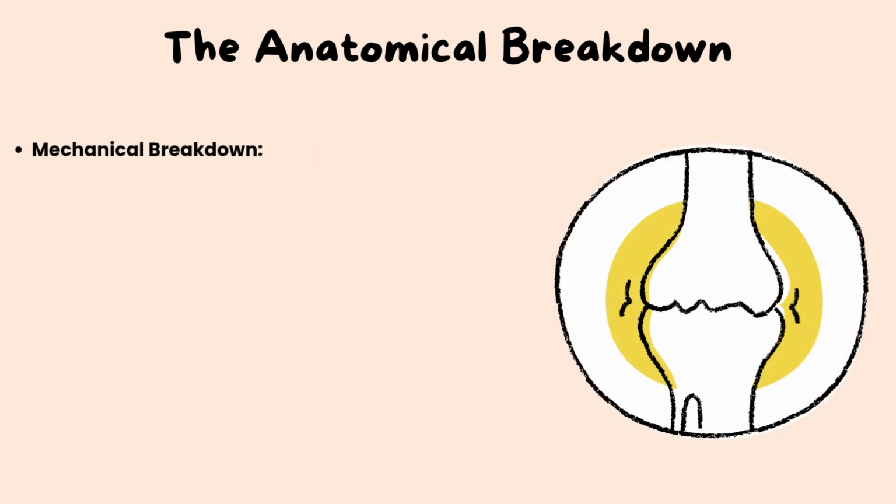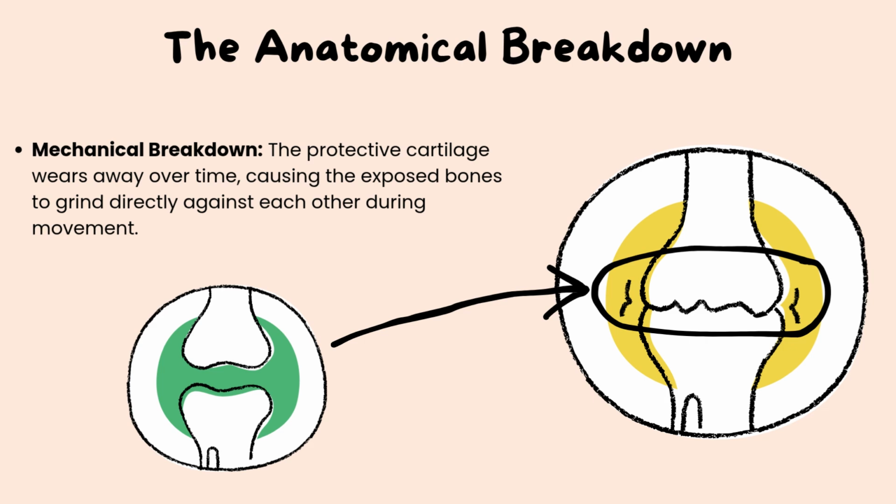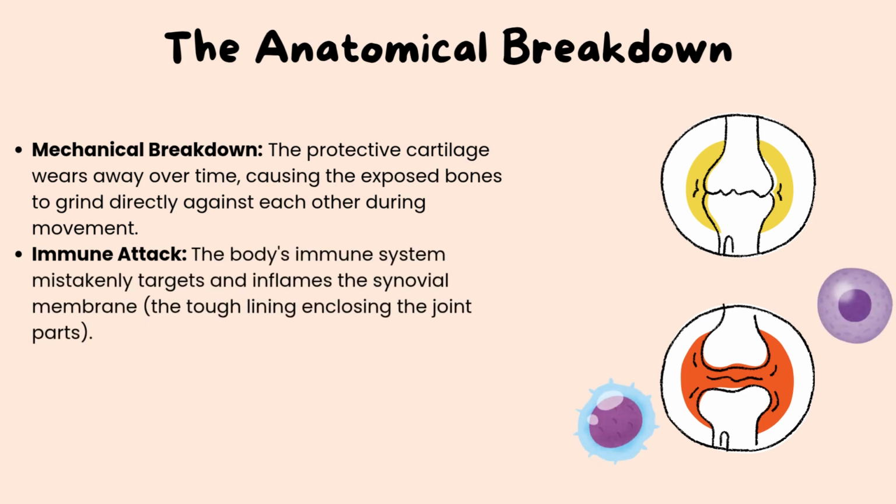Arthritis by mechanical breakdown. The protective cartilage wears away over time, causing the exposed bones to grind directly against each other during movement. Immune attack. The body's immune system mistakenly targets and inflames the synovial membrane, the tough lining enclosing the joint parts.